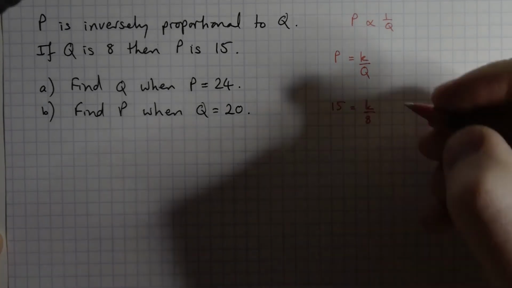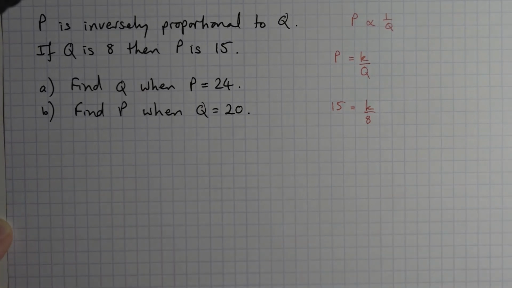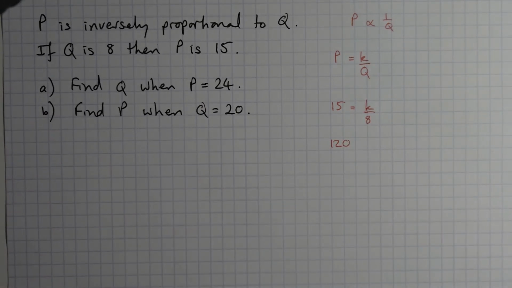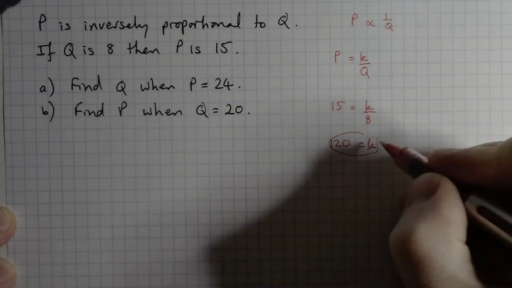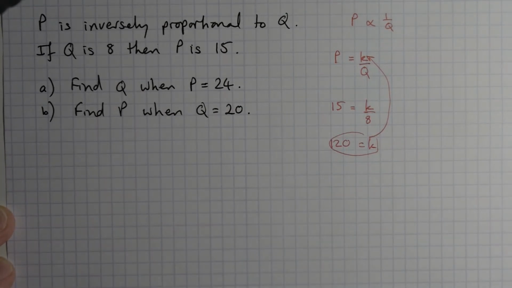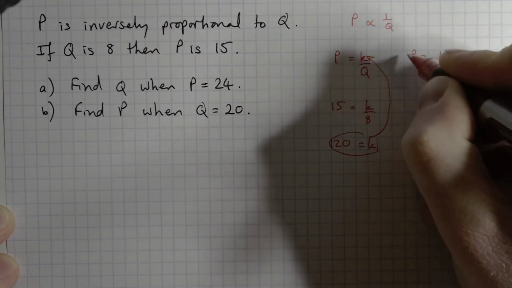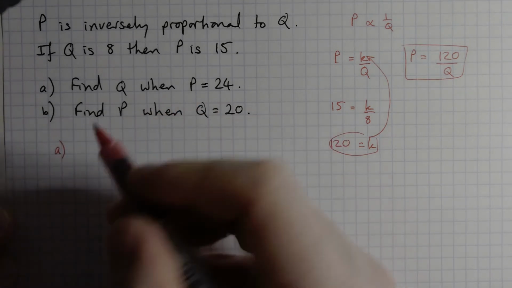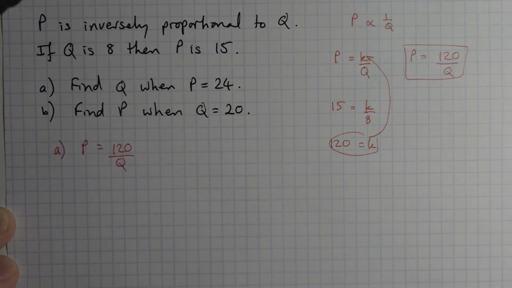To get k on its own, I need to multiply both sides by 8 there, don't I? So it's times by 8. 15 times 8 is, well, if I double it, 30, double it, it's 120, I reckon. That's always a way of multiplying by 8 in your head, you can double it, and double it again. So I now know that k is 120. So let's stick that in here. Originally I was writing that p is some mystery number divided by q, but actually I've now worked out that p is 120 divided by q. And that's what I will use for the rest of the question. So when I do part A, which I still haven't read yet, I'll start by writing p equals 120 over q.